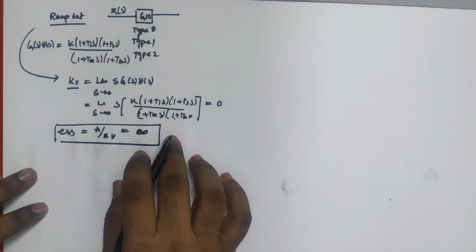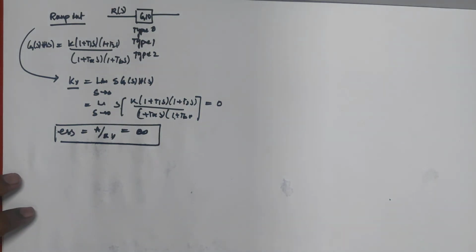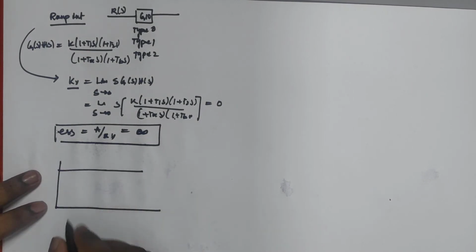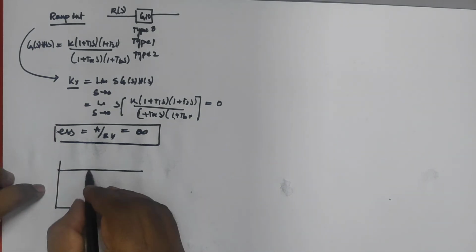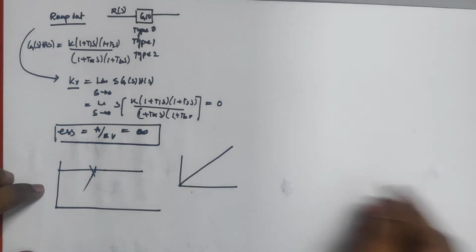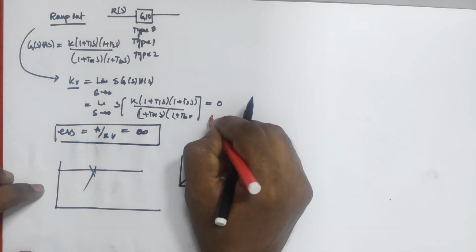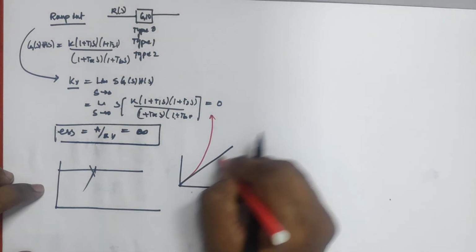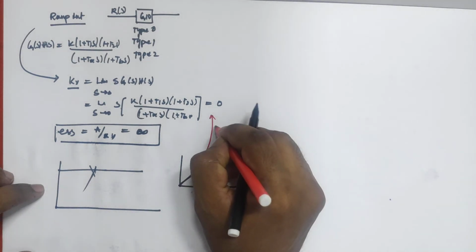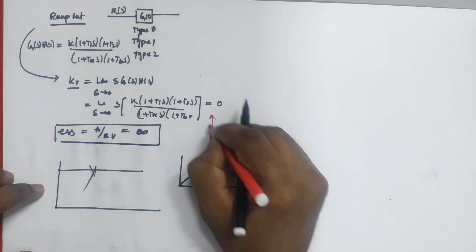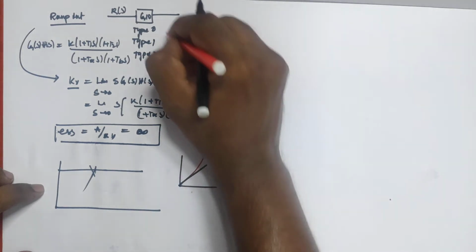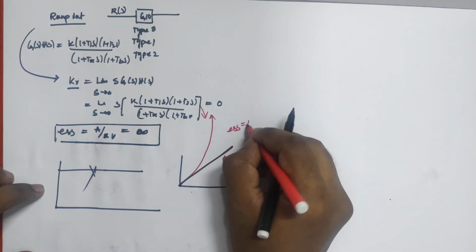The error is getting infinite. What does this indicate? If my system is underdamped or overdamped, for the ramp input the response should be in relation with this, but for the overdamped system the response is getting infinite. That means it does not end up anywhere. So the error is between this. Error means what? The desired response and the actual response. The actual response is going somewhere else, so the error is infinite.